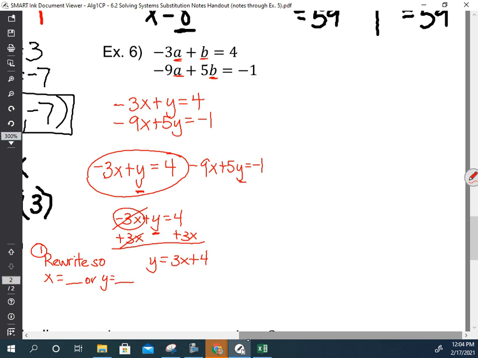So now, you have y equals 3x plus 4 and negative 9x plus 5y equals negative 1. So now we can substitute. Now we can do the substitution because we have something that can go in. So step 2, we can now substitute.